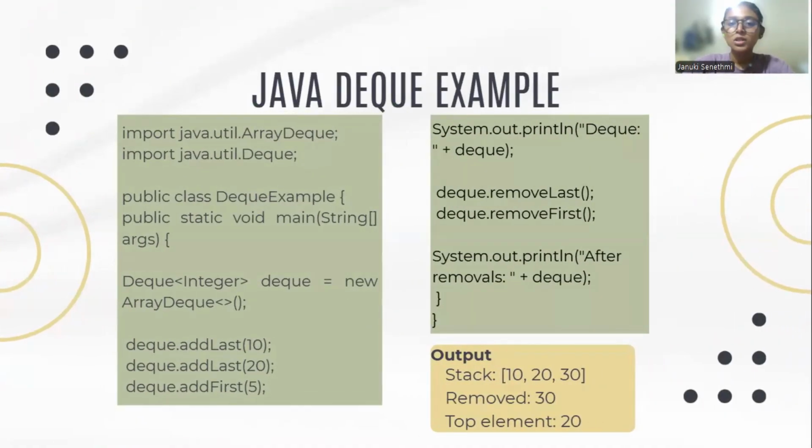Now let's talk about a Java DEQ example. Here, we import Java's built-in DEQ classes. It allows adding and removing items from both ends. This is the class name. It creates a class named DEQ example. And this is the main method where the program starts running.